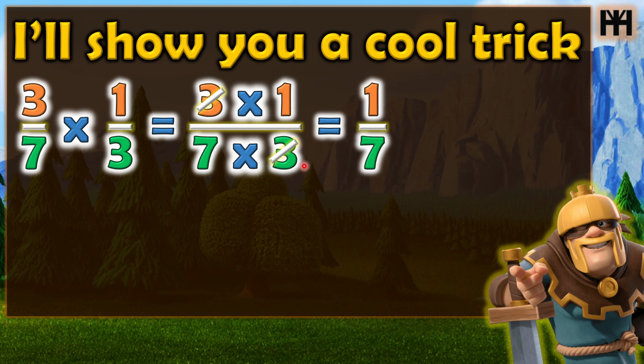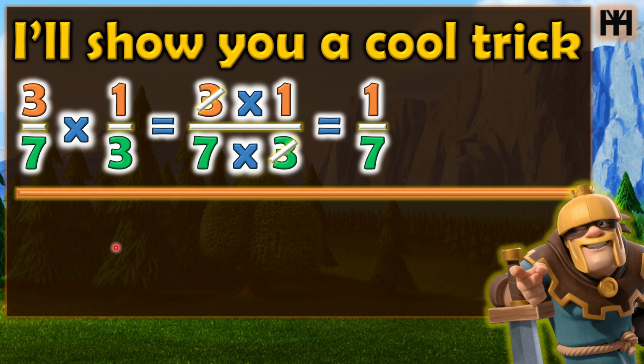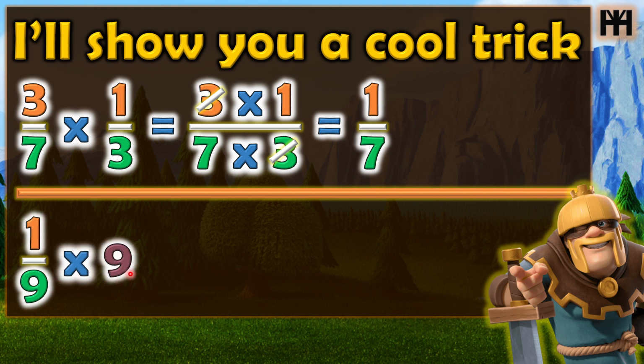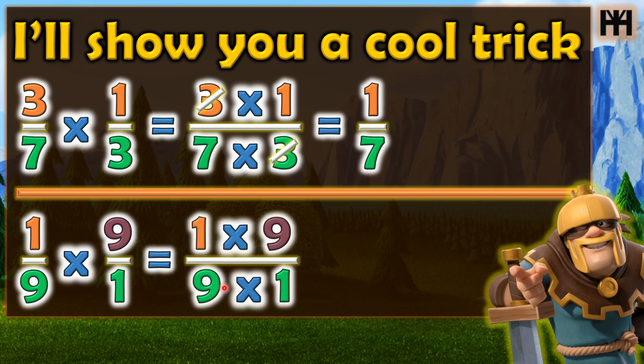Remember, you can only cross two numbers if one is above and the other is below. If there is 3 and 3 here, no, you can't do this trick. Okay, let's say we have 1 over 9 multiplied by 9. So 9 here is the same as 9 over 1. So here it will be 1 times 9 and 9 times 1. You see, 9 and 9 can be crossed out together, so it's 1 over 1. So 1 over 1 will be 1.